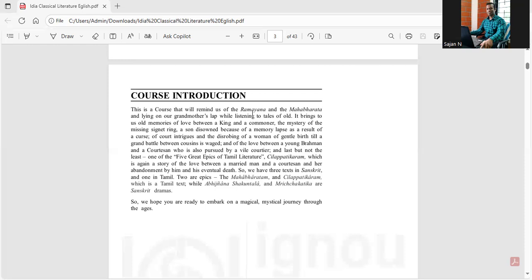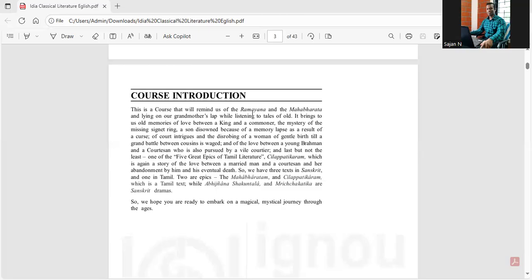What happens later is a fisherman finds the lost ring inside a fish and brings it to the king. The memory returns and Dushyanta seeks out Shakuntala. They are joyfully reunited and Bharata is acknowledged as their son. So this is the whole story. You understood? Yes, sir. That was the story.